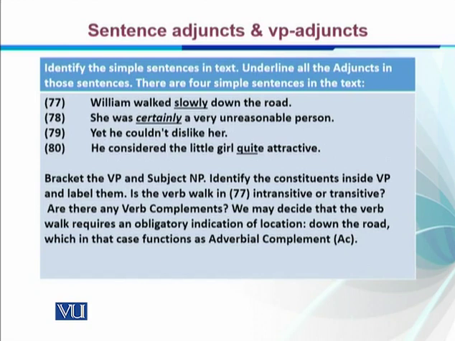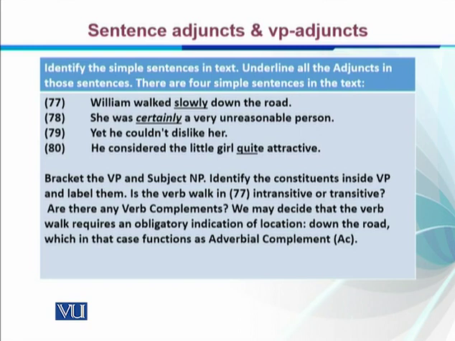For example, if we identify some simple sentences: William walked slowly down the road. We underline the adjuncts in the sentence: slowly and down the road. She was certainly a very unreasonable person. Here we have certainly. Yet he couldn't dislike her. He considered the girl quite attractive.